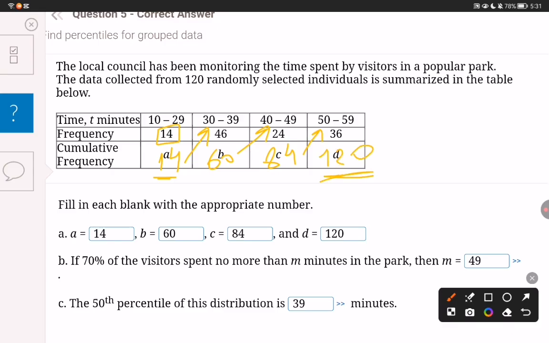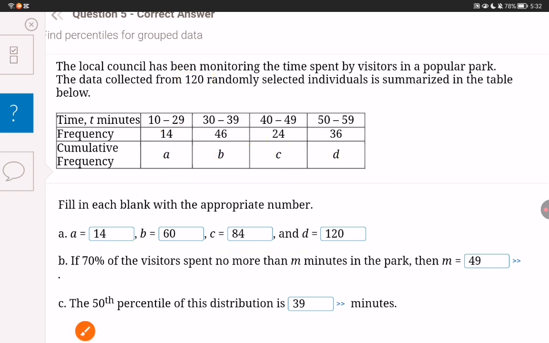These two values over here are always the easiest to find because the first value of cumulative frequency will always be the same as the first value of the frequency. And the last value of the cumulative frequency will always be the same as the total frequency which they gave to us here. But all you have to do is find these two values. And you can even check after if you have time. Okay? And then just put them here as A, B, C, and D.